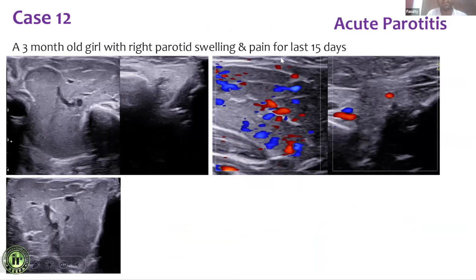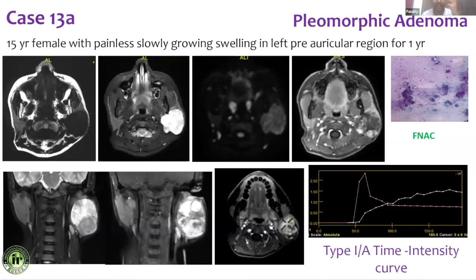This is a classic case of acute parotitis in a 3-month-old girl, with right parotid swelling, pain, and full swelling for 15 days. You can see the enlarged gland. This is the left normal-sided gland. This is the enlarged hypoechoic gland, with both superficial and deep lobes enlarged, and increased vascularity. In acute parotitis, always look for any developing abscess or not.